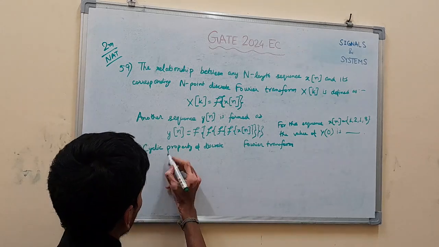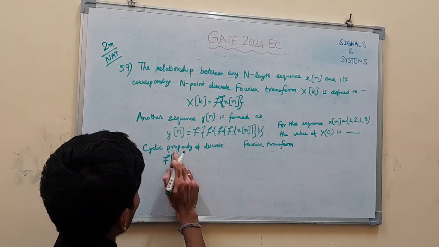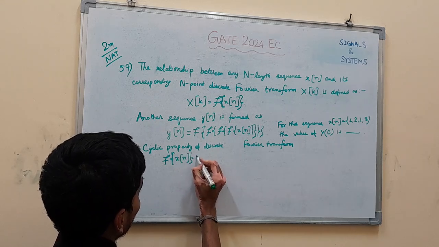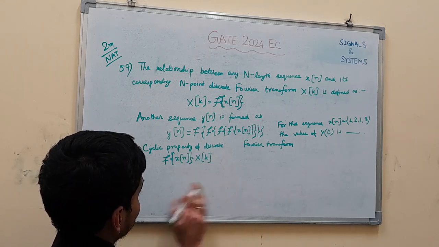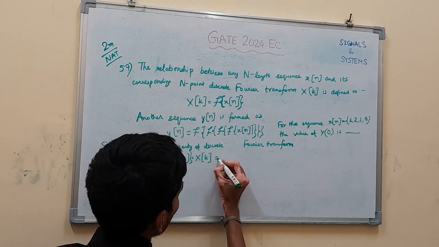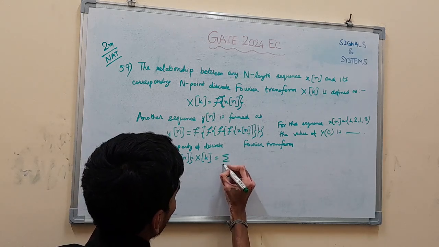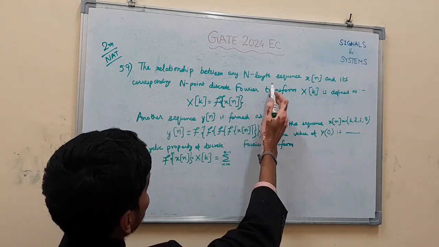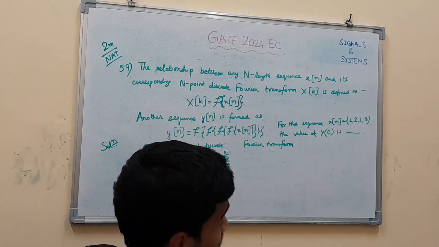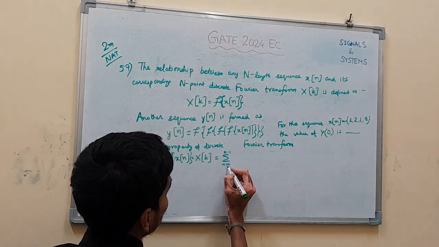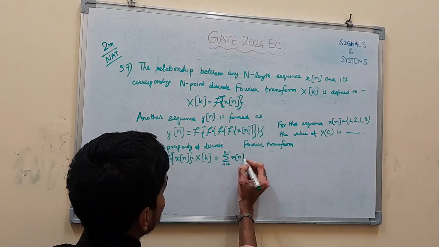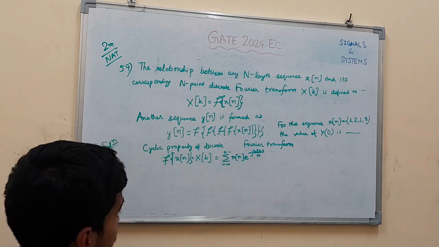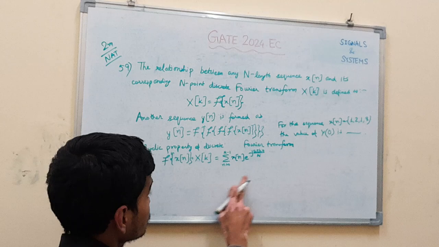Let's say like this. As we all know, the Fourier transform of x of n is capital X of k, which is nothing but summation n equal to 0 to n minus 1, for a discrete sequence of length n, x of n e to the power minus j 2 pi k n by n. This is the mathematical definition.